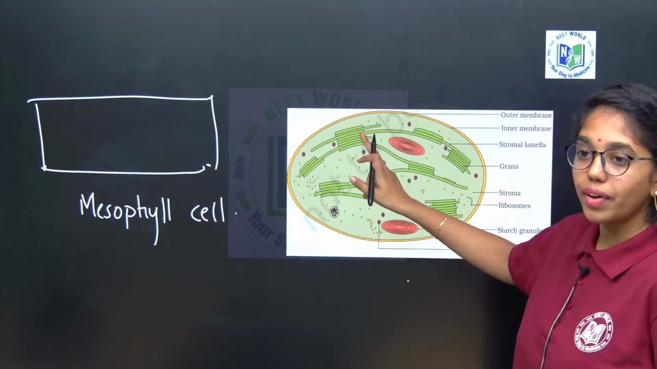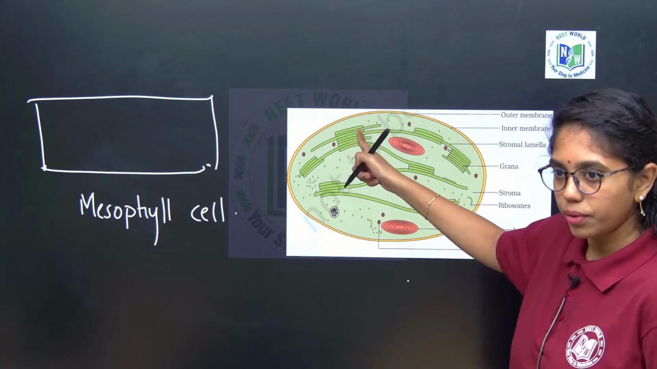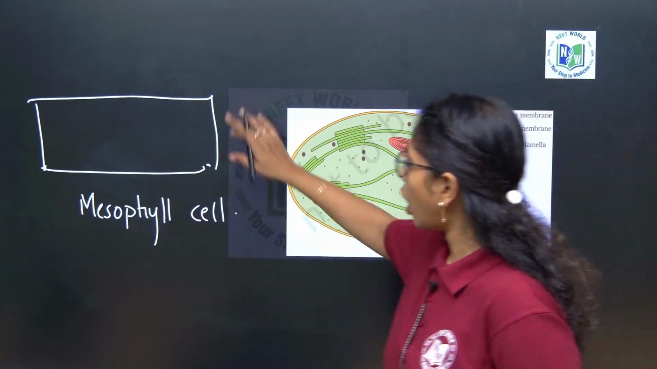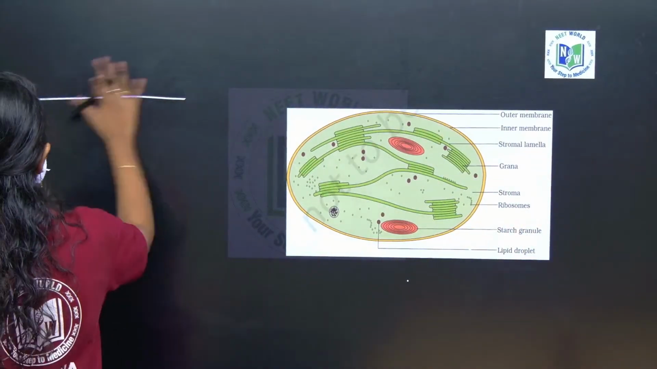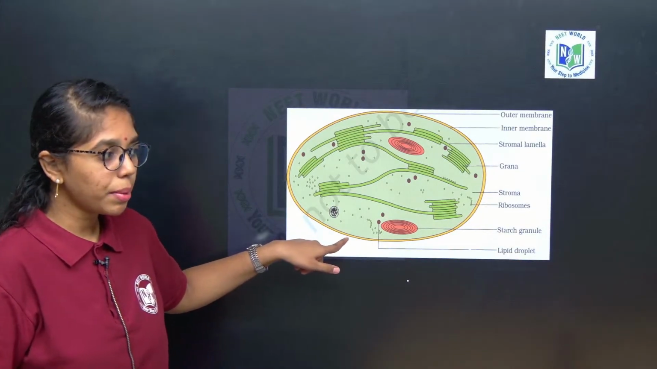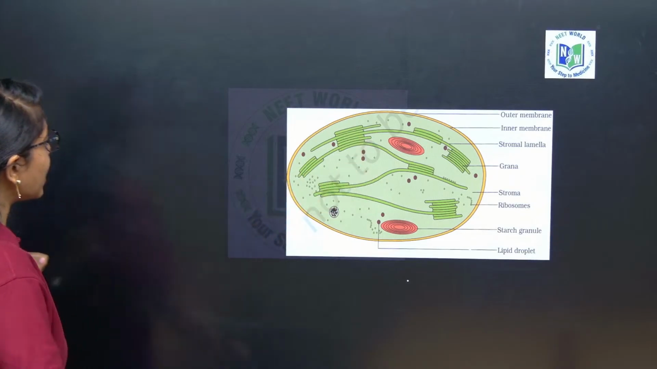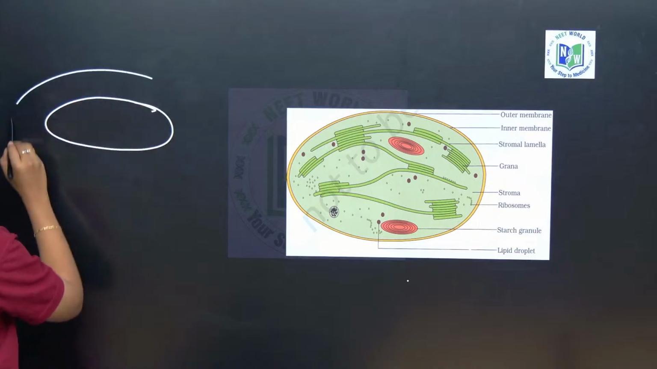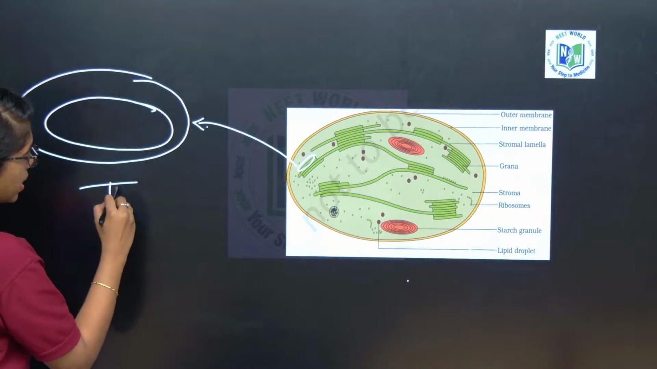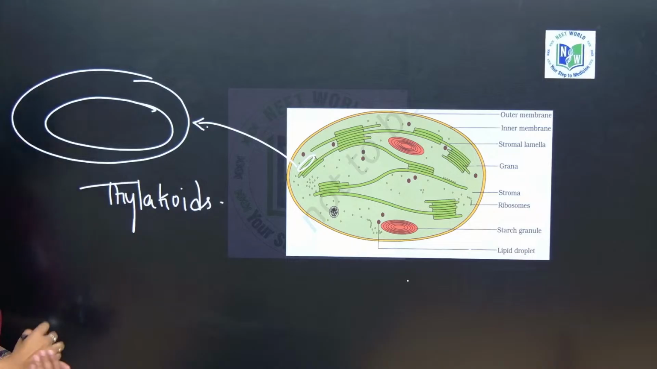Inside the chloroplast, where is the absorption of light taking place? The thylakoids, this I will tell you. Cell and cell organelle is clear to you. Now, looking into the cell organelle: is it a single membrane bound or double membrane bound organelle? Double membrane bound organelle, and it has membranous sac like structures. What do you call them? Thylakoids.